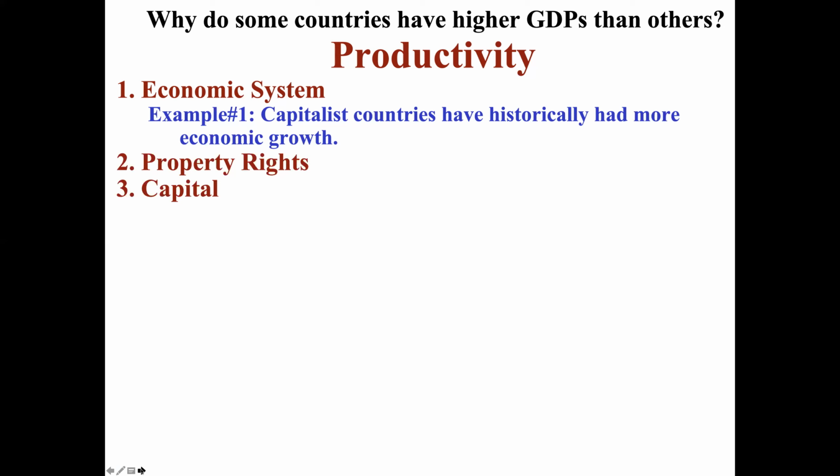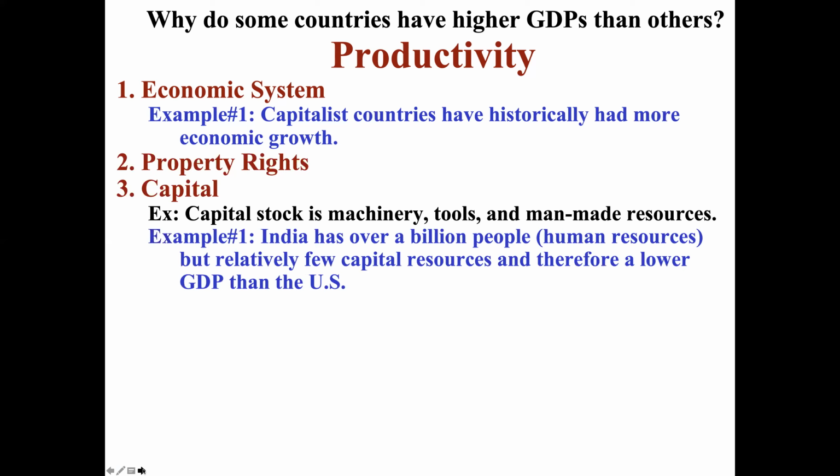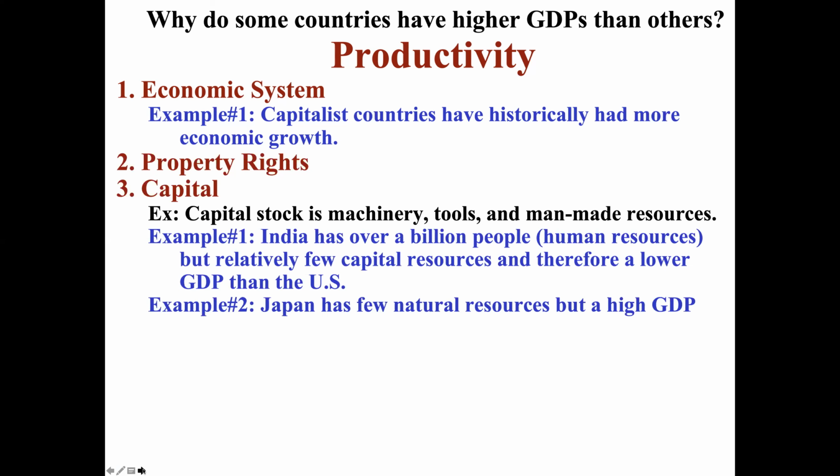And then the existence of capital is really, really important for economic productivity and higher GDP. So the capital stock in a country is the physical capital, and it's going to include the machinery, tools, and man-made resources that are used in the production process. Just to compare two countries, India has a relatively low capital stock, and the US has a really, really high capital stock. Japan is also a country with a high capital stock. So even though Japan doesn't have that many natural resources, they have a lot of physical capital, and that contributes to them being the third largest economy in the world.